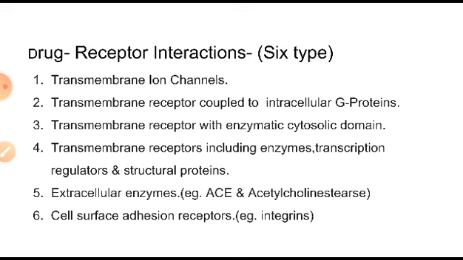Fourth is the transmembrane receptor including enzymes, transcription regulators and structural proteins. This is another type of interaction where the drug can interact directly with the enzyme, transcription regulators or maybe the structural proteins. Next is the extracellular enzyme. Some drugs act through extracellular enzymes as well, for example ACE and acetylcholinesterase. And the last interaction type is the cell surface adhesion receptors. Some drugs bind on receptors which are adhered on the cell surface, for example integrins. So these are the 6 various types of drug receptor interactions.